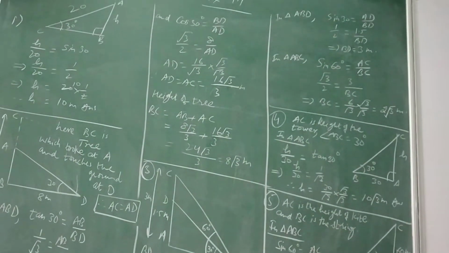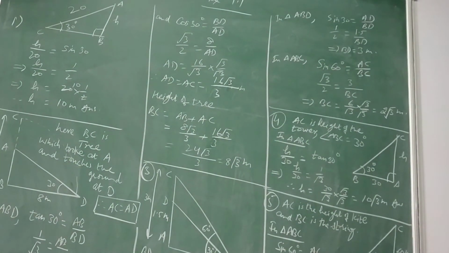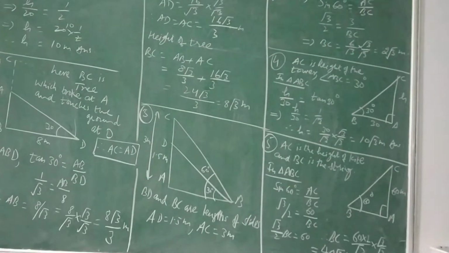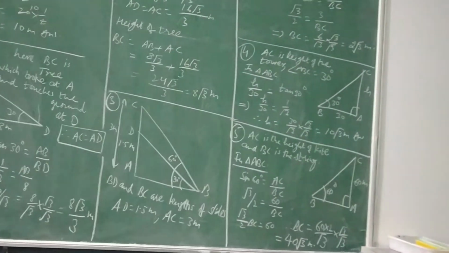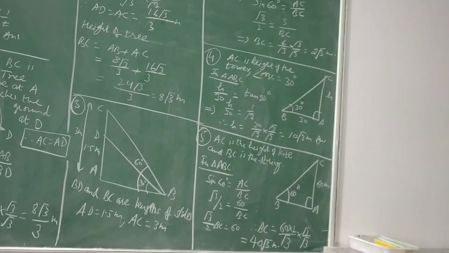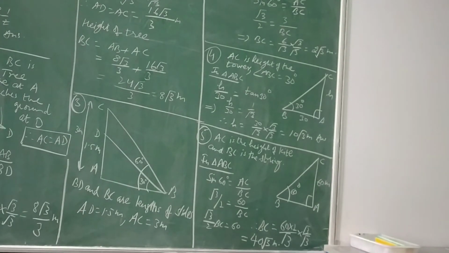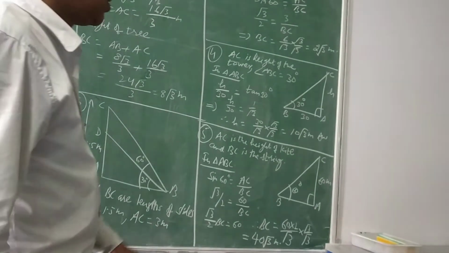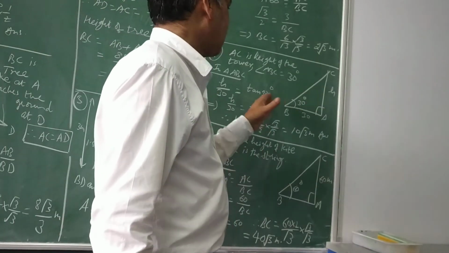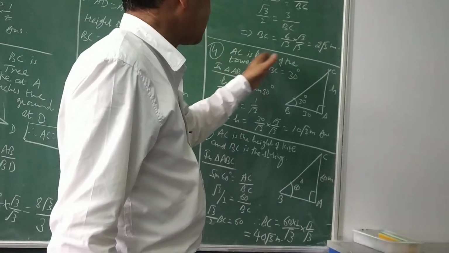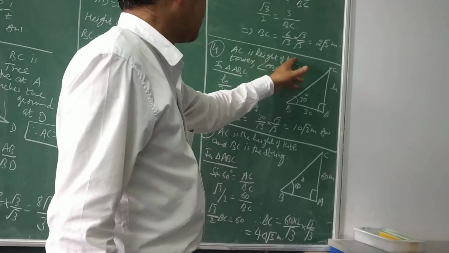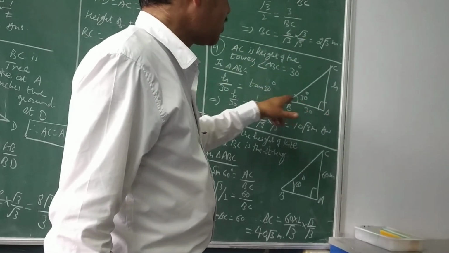Then the fourth is: the angle of elevation of the top of a tower from a point on the ground, which is 30 meters away from the foot of the tower, is 30 degree. Find the height of the tower. So now the situation is, this is the tower and this is the ground. So you just write it. AC is the height of the tower, and angle ABC. Now this is the ground here.